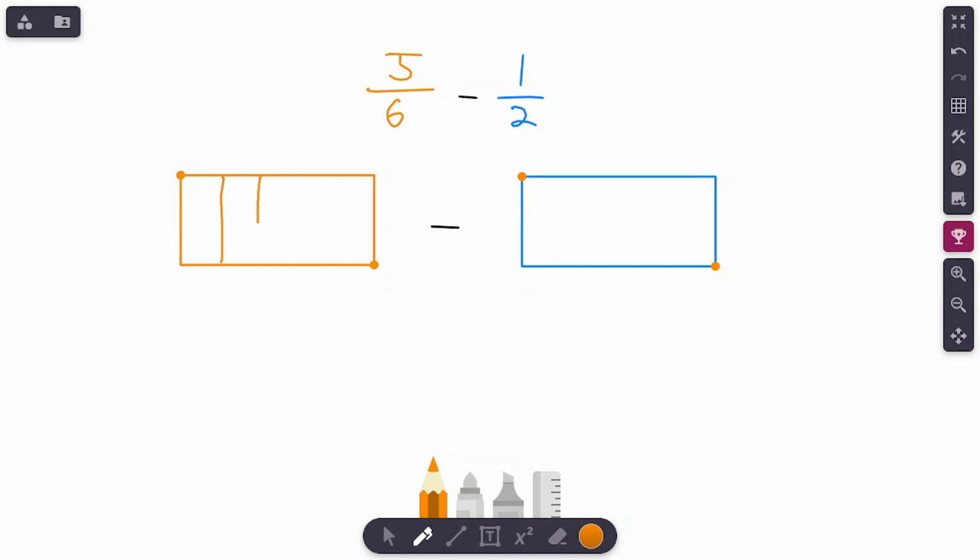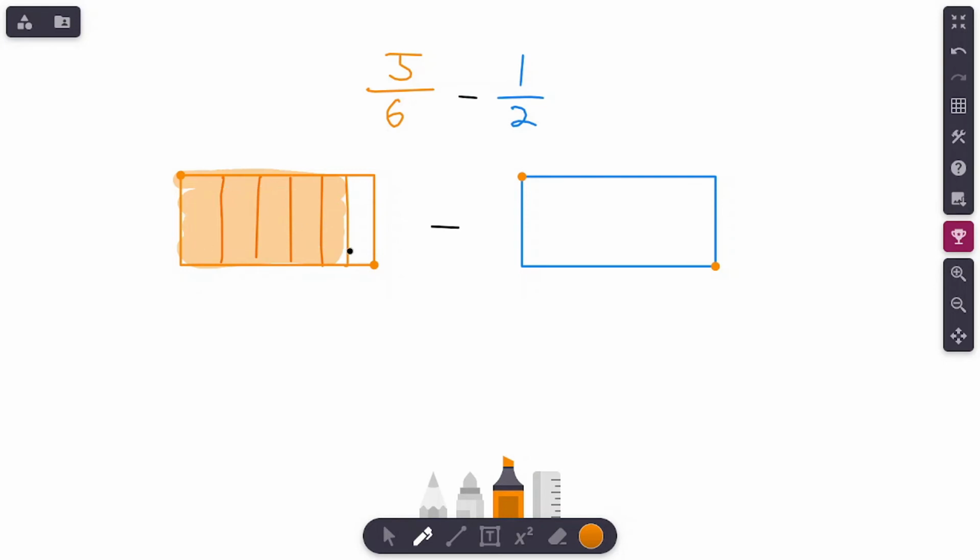1, 2, 3, 4, 5, 6. Shading in 5 out of those 6. You can do vertical first and then horizontal. You can do horizontal and then vertical. It's really up to you. Just make sure you do the opposite.